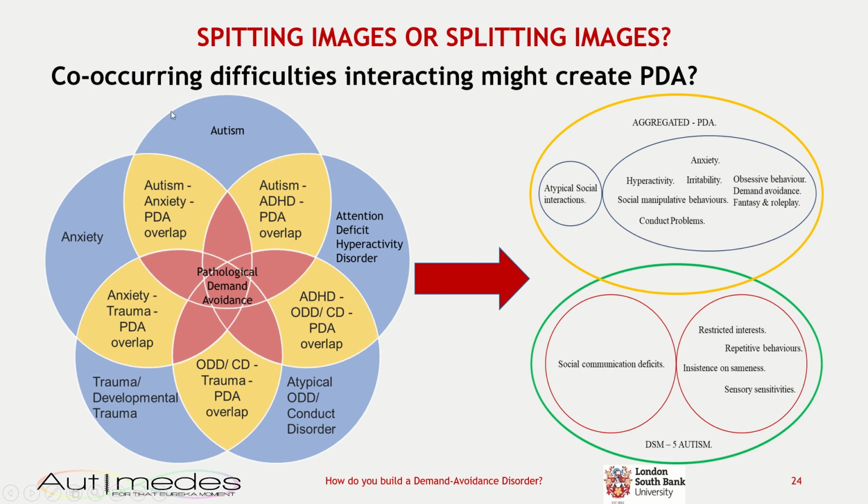So this is what this diagram shows. This bit here is PDA. It represents the interaction between these accepted conditions or categories interacting to produce PDA, and this shows characteristic overlap. You've got autism at the top, anxiety, developmental trauma or trauma, oppositional defiance disorder, conduct disorder down here, and ADHD here, and it shows the PDA spiky profile. These categories can interact atypically with each other, and they can produce PDA. So these are PDA features and traits here. You've got atypical social interactions, hyperactivity, socially motivated behaviours, conduct problems, anxiety, obsessive behaviour, demand avoidance, fantasy, and role playing. And here you've got autism down here, as used by DSM-5: social communicative issues, restrictive repetitive behaviours, interests, insistence on sameness, and sensory issues.